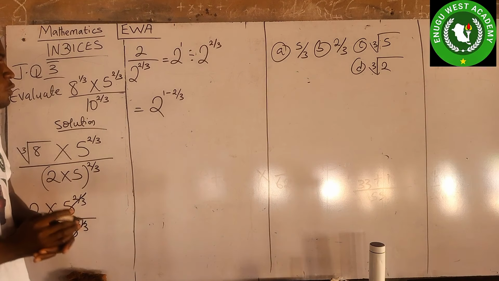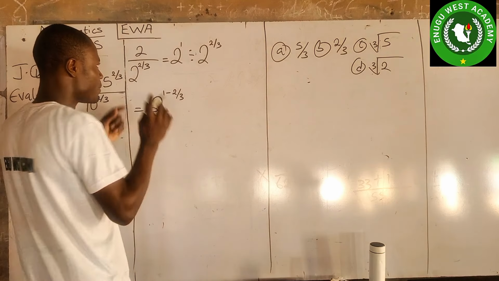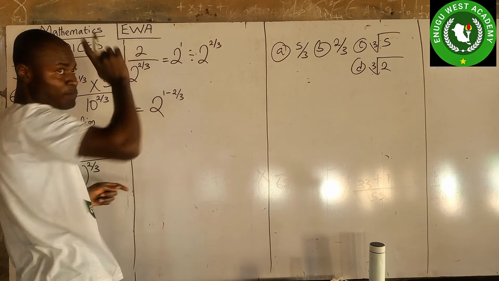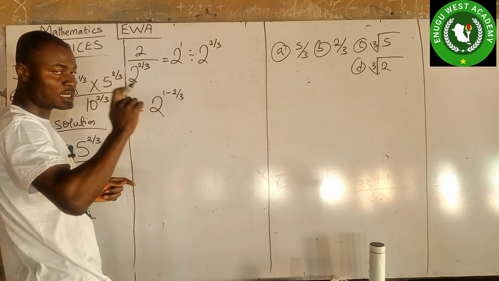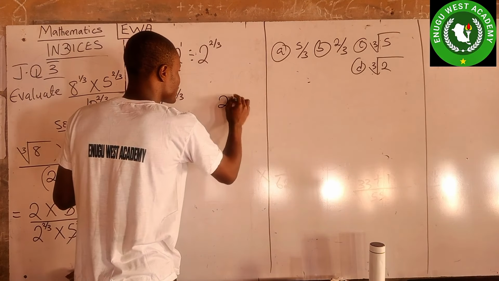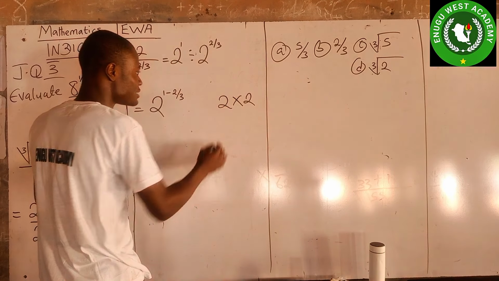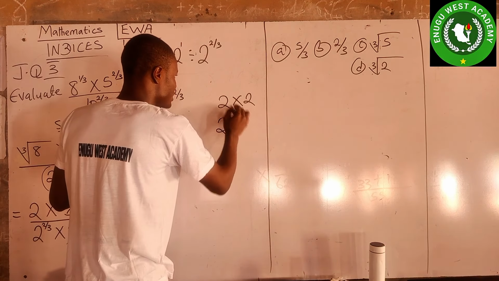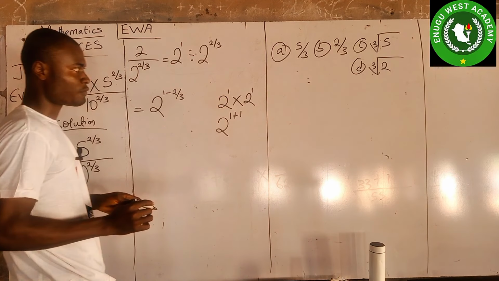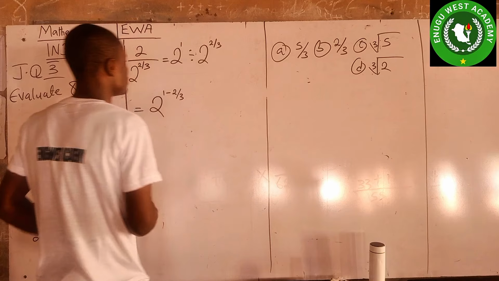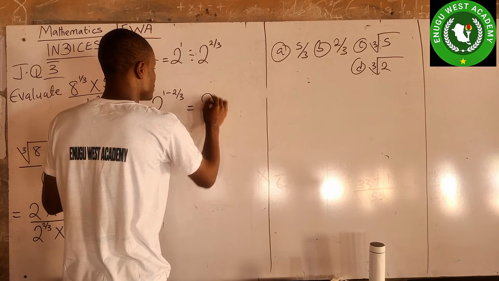You're going to have 2 over 3. Now, remember what I did? 2, 2, pick 2. The first two have power 1. Now, if someone asks you 2 times 2, you can say it is 2 raised to power 1 plus 1. There is 1 and 1 on top of them. So this will be equal to 2.